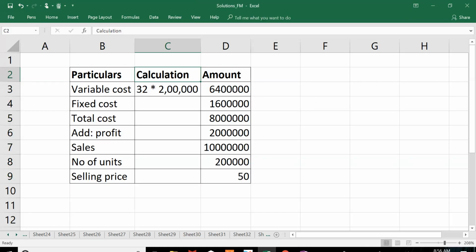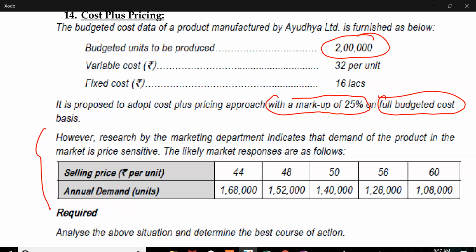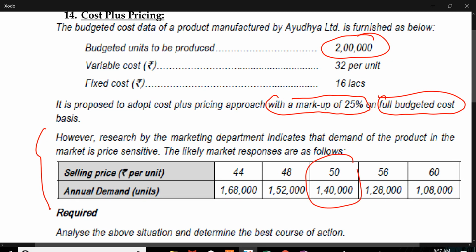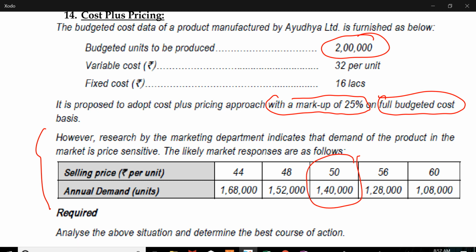Now, the objective of the company was to make a profit of 25% on cost, and according to that they should fix a price of 50 rupees. At 50, how many units can you sell? So whatever they have planned is not going to work out.